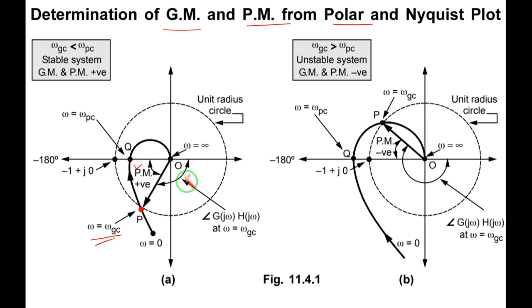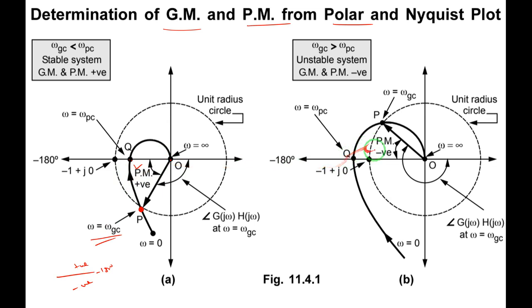Don't worry about this angle, leave that. So we will discard this. So phase margin. If I measure the phase angle below this reference line, it is positive. Just observe here. Don't get confused with the Bode plot. If I measure above this minus 180 degree line, it was positive, and here it was negative. It is exactly opposite here. If I measure the angle below this minus 180 degree reference line, it is positive. Below it is positive.